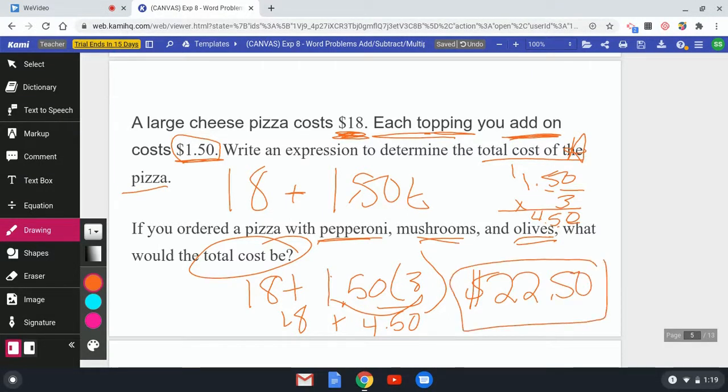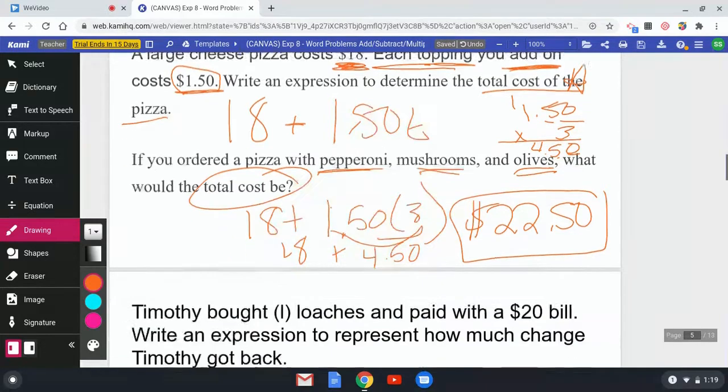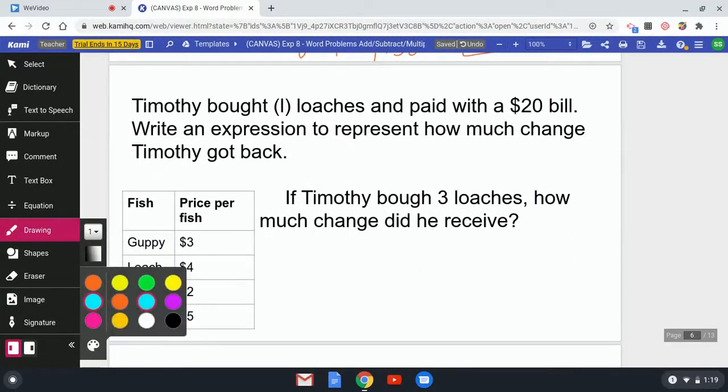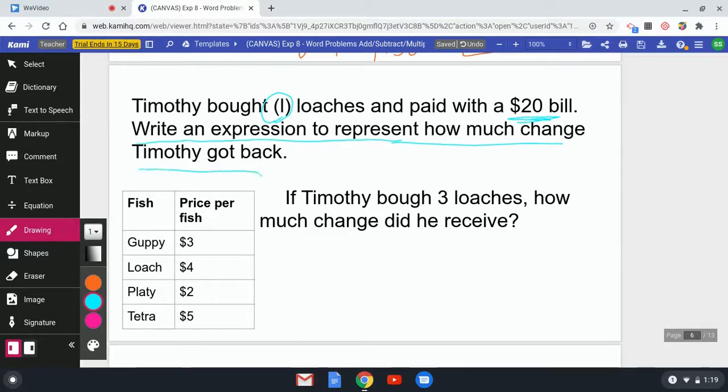That's how much a pizza would cost with 3 toppings, which is pretty close, pretty accurate. All right, here we have a table with some information to help us. Timothy bought L loaches and paid with a $20 bill. Write an expression to represent how much change Timothy got back. So if he paid with 20, he started with $20 and bought some loaches. So he would do the $20 minus the loaches he bought, right?